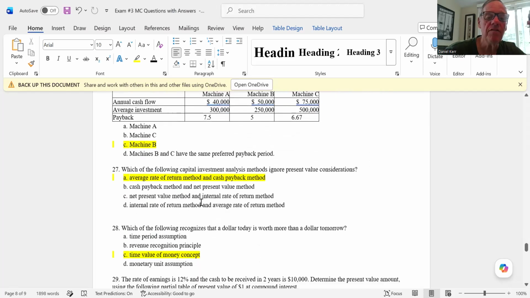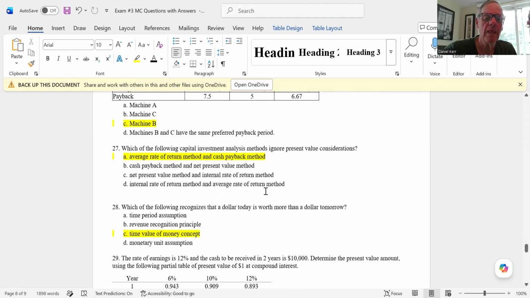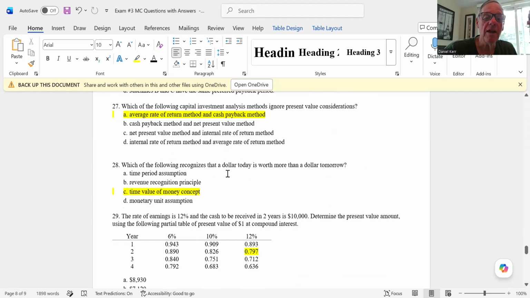27. Which of the following capital investment analysis methods ignore present value or the time value of money? The 2 that ignore the time value of money are the average rate of return and cash payback. So the answer there is A. 28. Which of the following recognizes that a dollar today is worth more than $1 tomorrow? Well, that's the time value of money. So the answer there is C.